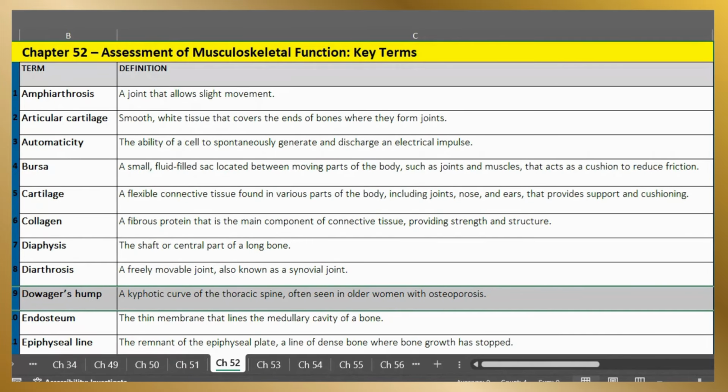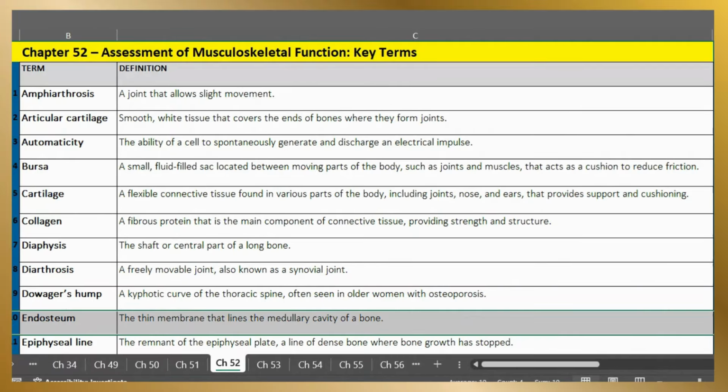Dowager's hump. It's a kyphosis posture seen in older adults due to osteoporosis. So hump, it's like a hunched back seen in the aging spine.